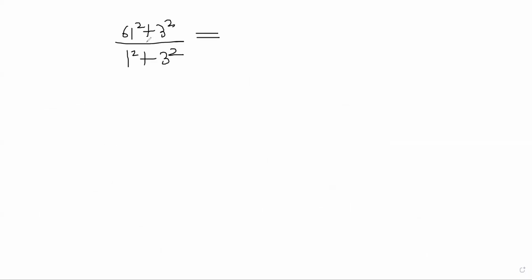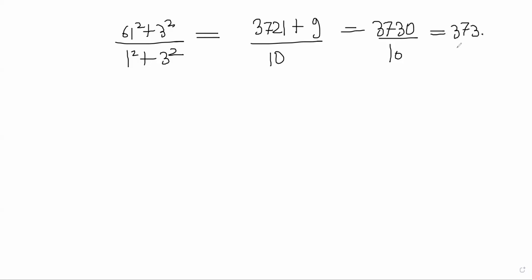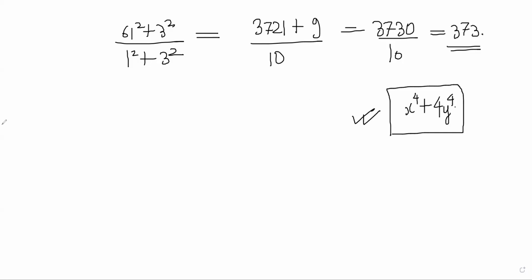Now 61 square will become basically 3721 plus 9. By this is 10. This is 3730 by 10 and our answer becomes 373. So pretty simple simplification. Once you have realized the main idea, which is factorization of x power 4 plus 4 times y power 4. If you correctly factorize it, you will be able to set the pattern and cancel off the terms. Okay. The next one is this one.